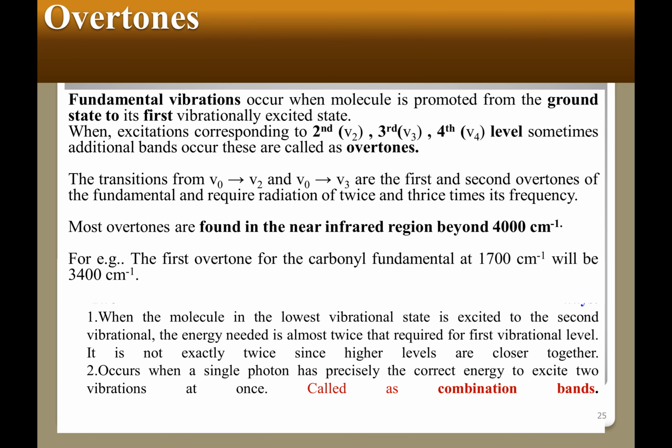Besides fundamental vibrations, sometimes the molecule absorbs extra energy. After moving to the first excited state, it may further absorb a higher energy and move to a higher state, that is second, third, or fourth level. And due to this, it exhibits more bands in its spectrum, which are called overtones.